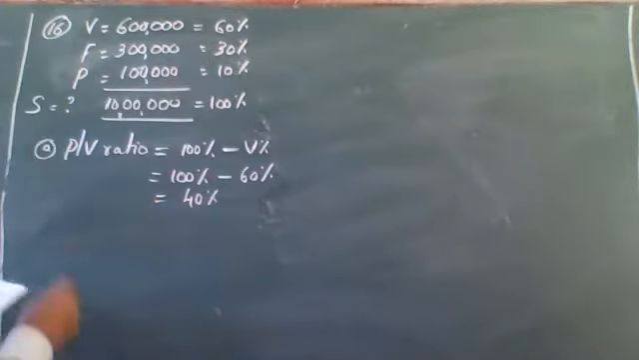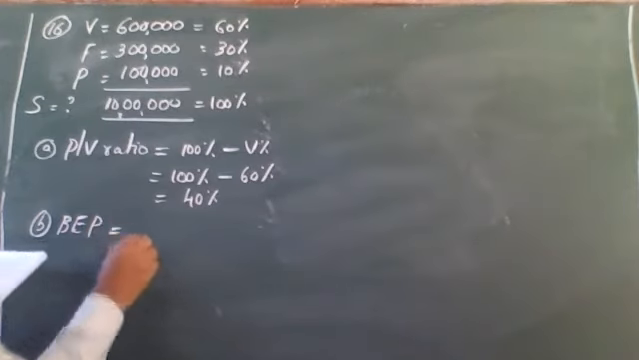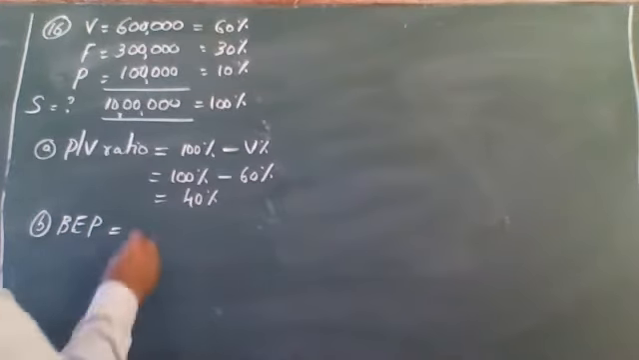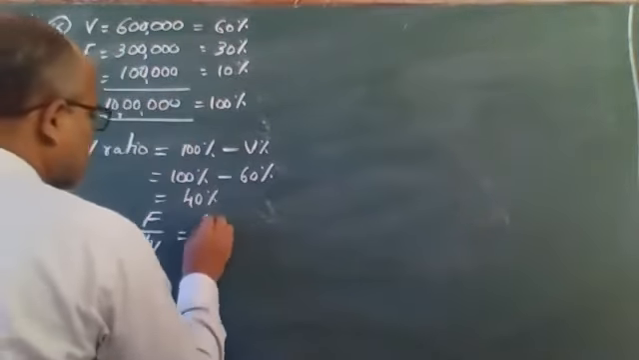Then he is asking break-even point. Break-even point is how much? Break-even point is equal to, you know the formula, fixed cost by PV ratio. Fixed cost given in the question as 3 lakhs.